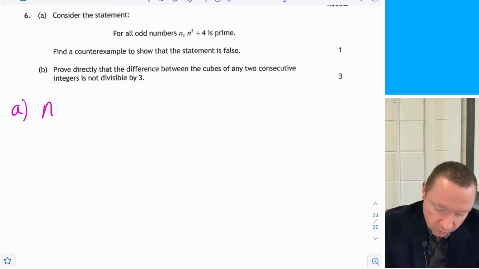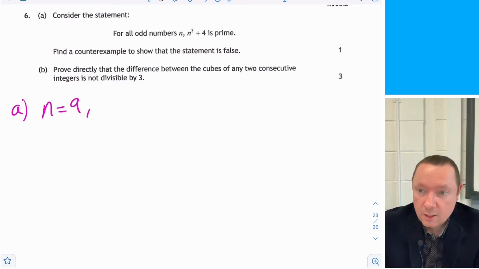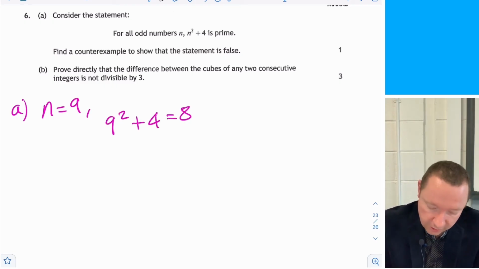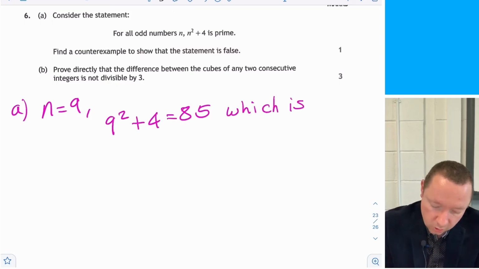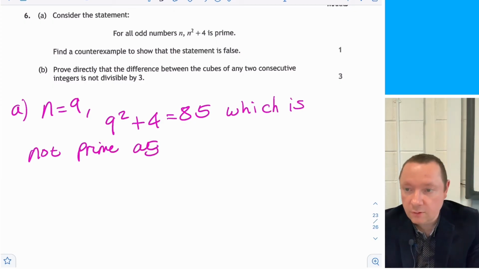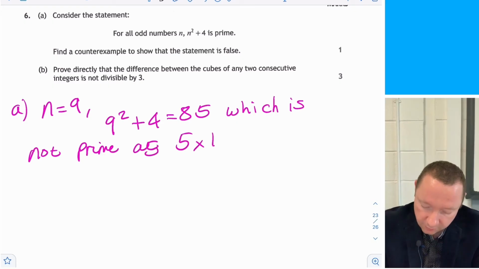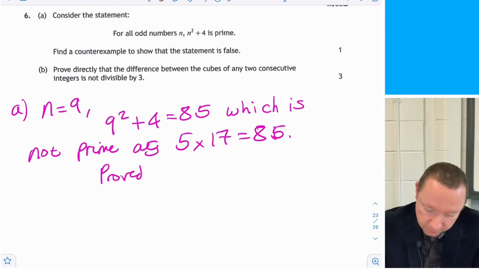So let's just write that out. For n equal to 9, 9 squared plus 4 equals 85, which is not prime, as you can find the numbers 5 times 17 equals 85. So we've proved it by counterexample.